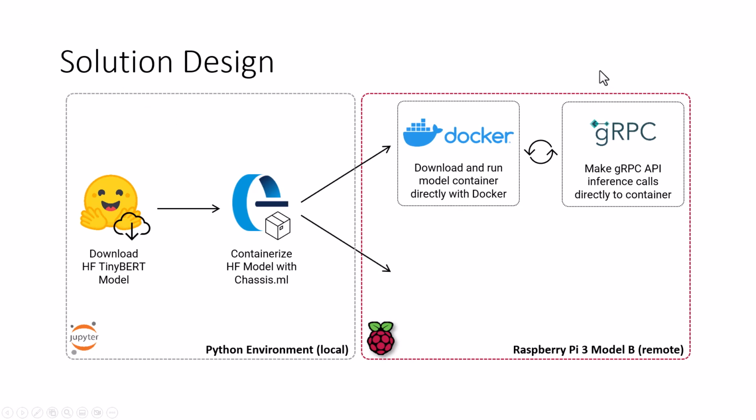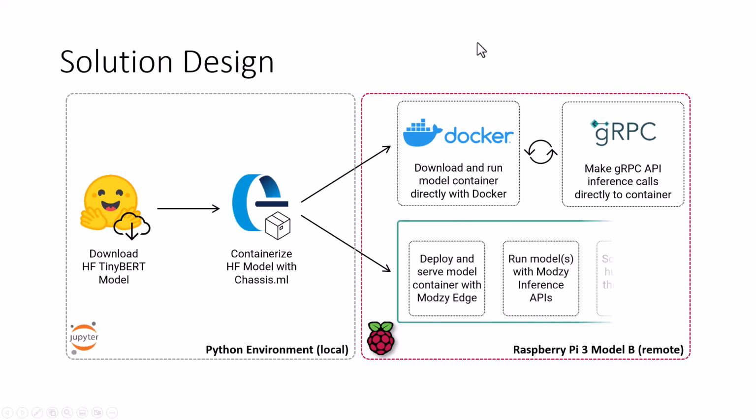And then the second fork and avenue we'll explore is doing this exact same thing with a COTS solution, in this case, Modzy's Edge solution. What that will do is deploy and serve this model container directly on the Raspberry Pi or any edge device. We'll be able to leverage Modzy's APIs to consume that model. And then finally, this is really applicable for lots of reasons. But if you ever needed to scale this solution or this model to not just 1, but tens or even hundreds of Raspberry Pis, you could do that with Modzy very easily.